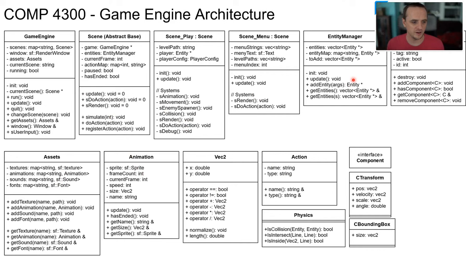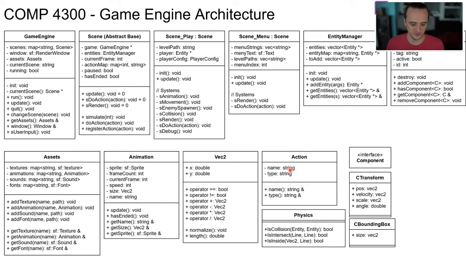If you want to do things like modify how the assets are loaded, you don't need to go through a million lines of code. You know that that's right here in the assets class. You know that anything that has to do with animations is in the animation class. If you want to add new physics, you put it in the physics namespace, okay? And so all of that stuff, it's a lot of stuff. It's complex, but not complicated. That's what I like to say.